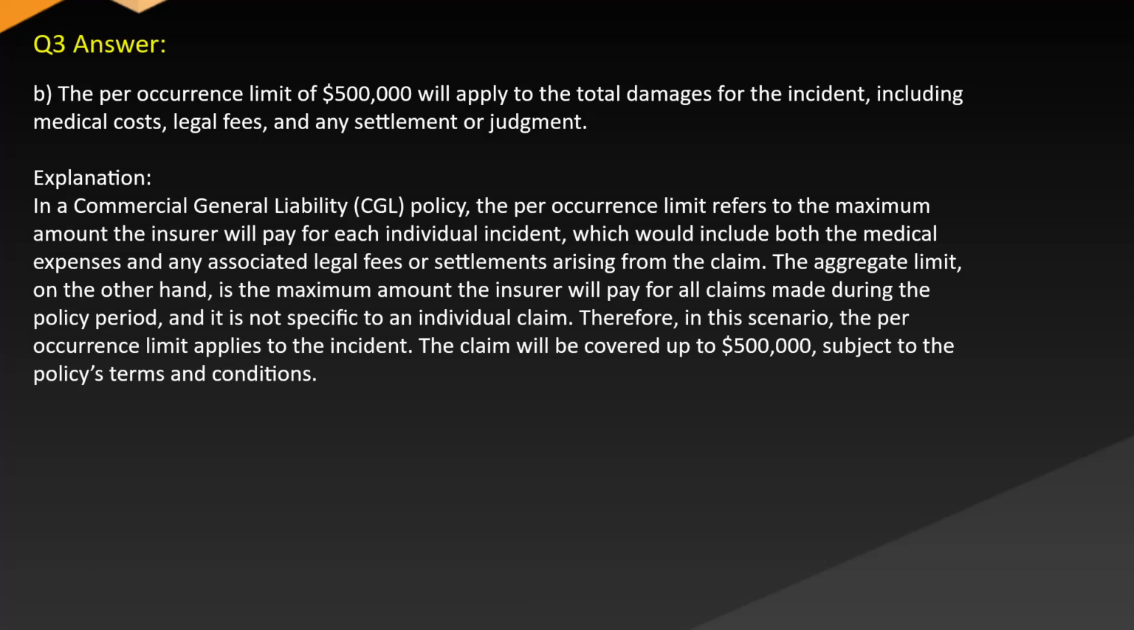Answer. B. The per occurrence limit of $500,000 will apply to the total damages for the incident, including medical costs, legal fees, and any settlement or judgment. Explanation. In a commercial general liability (CGL) policy, the per occurrence limit refers to the maximum amount the insurer will pay for each individual incident, which would include both the medical expenses and any associated legal fees or settlements arising from the claim. The aggregate limit, on the other hand, is the maximum amount the insurer will pay for all claims made during the policy period, and it is not specific to an individual claim. Therefore, in this scenario, the per occurrence limit applies to the incident. The claim will be covered up to $500,000, subject to the policy's terms and conditions.